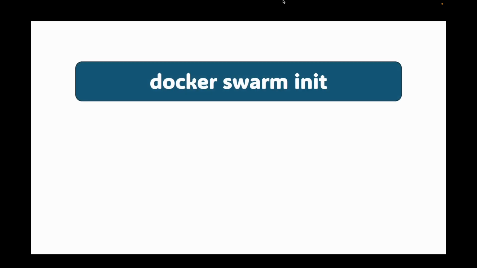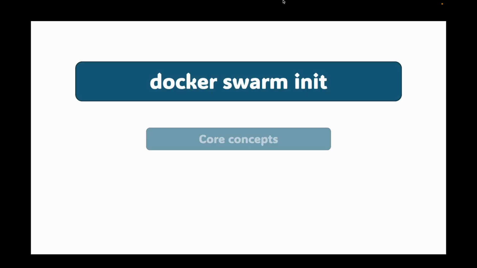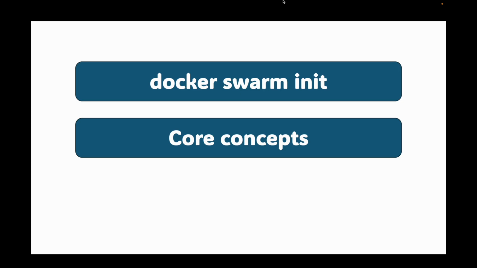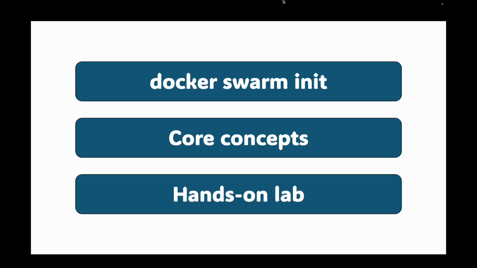Hello and welcome back. In the last session, we looked at how we can create a Swarm cluster using the Docker Swarm init command. We also looked at the core concepts of Docker Swarm, and then we also looked at a hands-on lab using two EC2 machines. So we looked at how we can create a Swarm cluster and then how we can add the worker machines to the cluster. And then we were also able to deploy our services onto these worker machines.